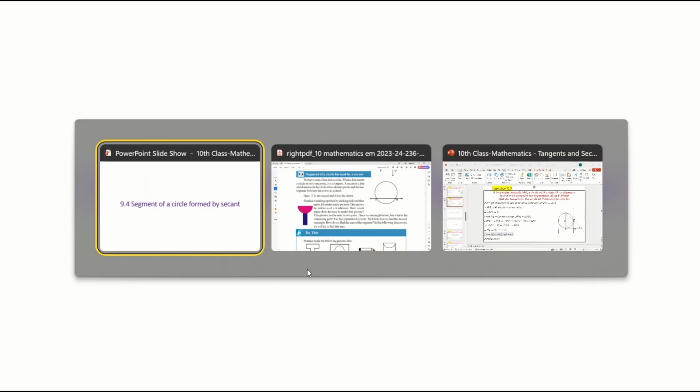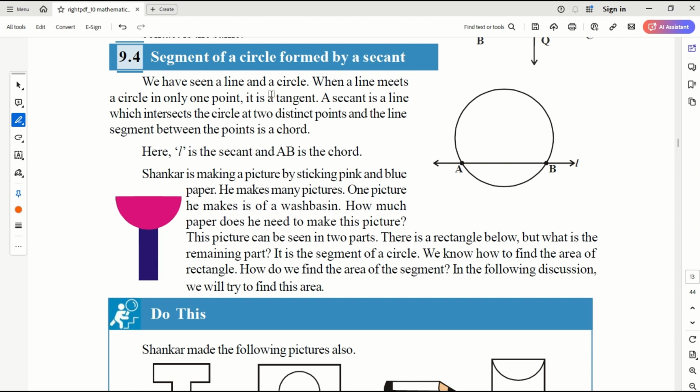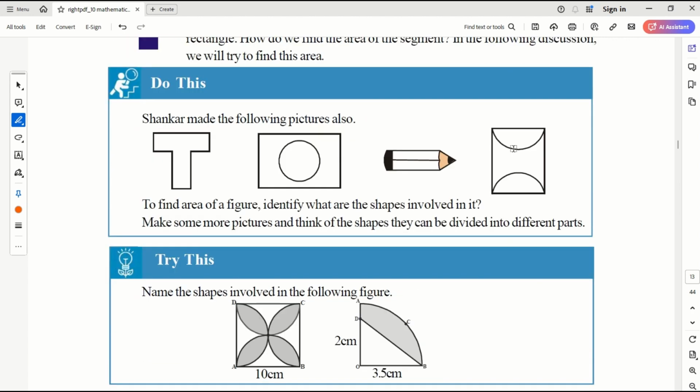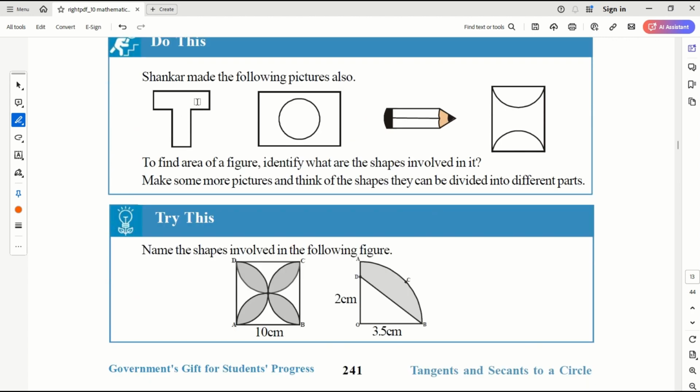Okay, let's go to the segment of a circle formed by a secant. Now this is a circle and AB is a chord or secant. Correct. Now this basically cuts the circle into two segments. One is minor segment, other one is major segment. Correct? So, if you look at these pictures, how do you calculate the area of this one? How many figures are involved here?